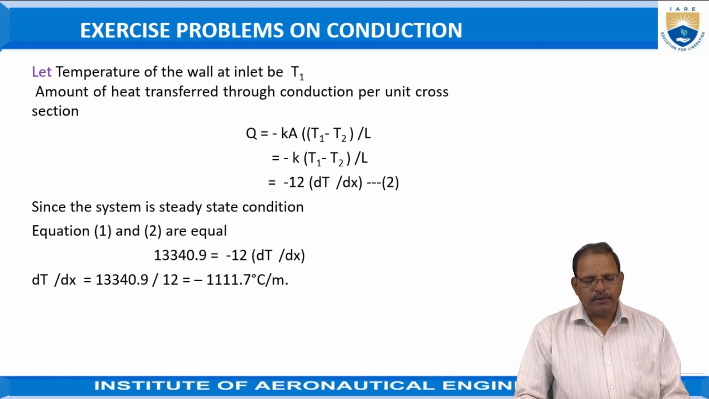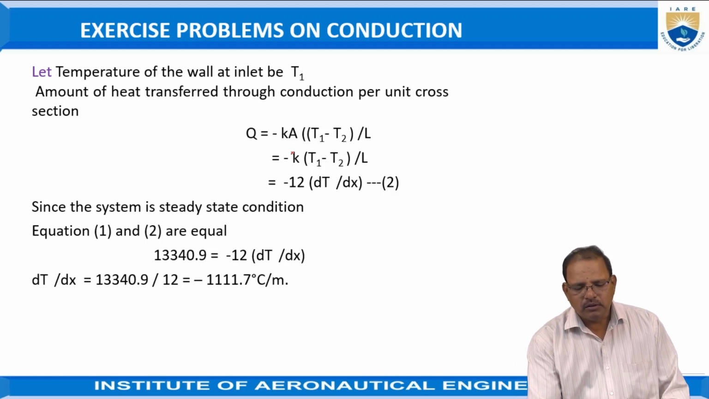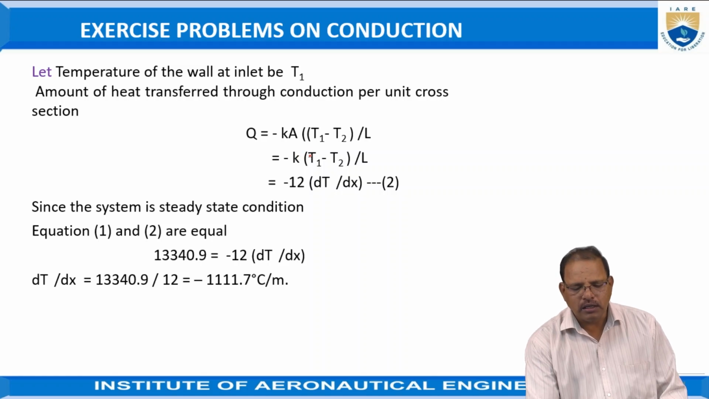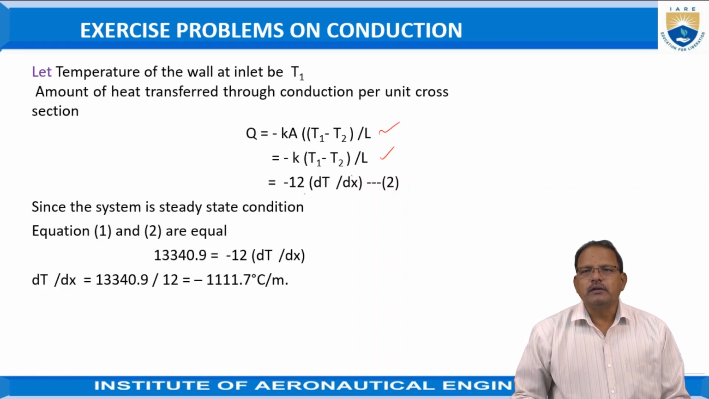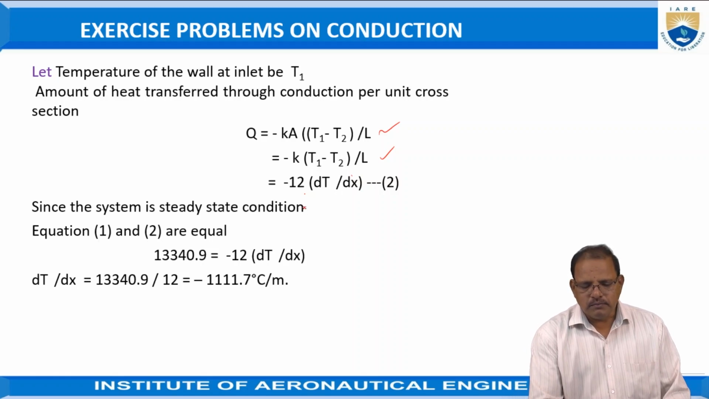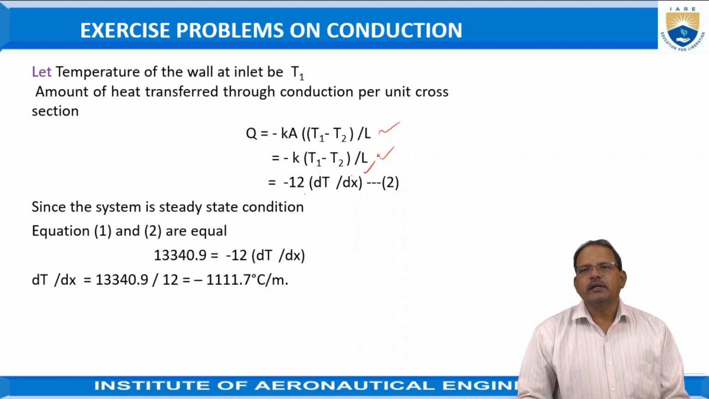Let T be the temperature of the wall at the inlet T1. The amount of heat transfer through conduction per unit cross section is given by Q is equal to minus of K A into T1 minus T2 divided by L, minus K into A, where A is equal to 1, is given T1 minus T2 divided by L, which is equal to minus of 12 T1 minus T2. It is defined as the temperature difference divided by thickness. This dT divided by L is called the temperature gradient. So minus of 12 into dT by dx. Okay, in these problems we have to calculate the temperature gradient for the wall.